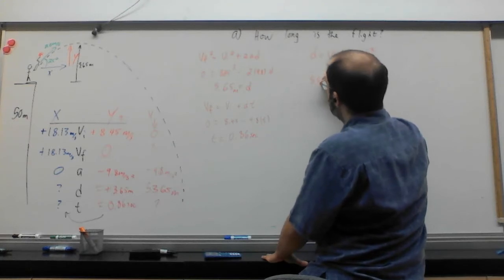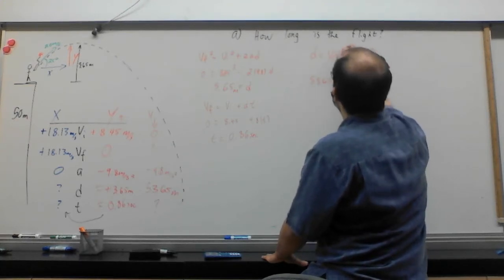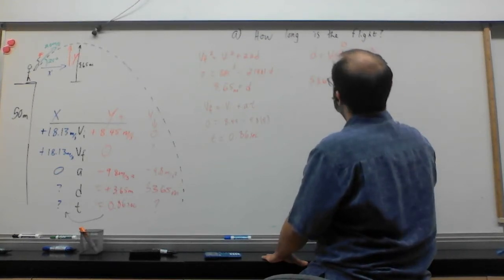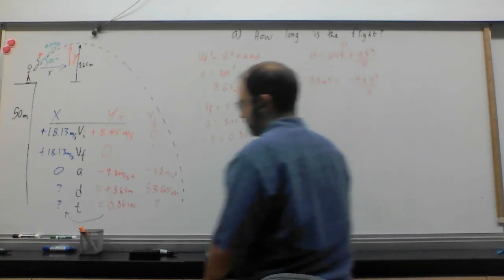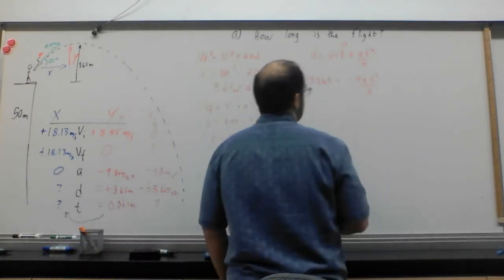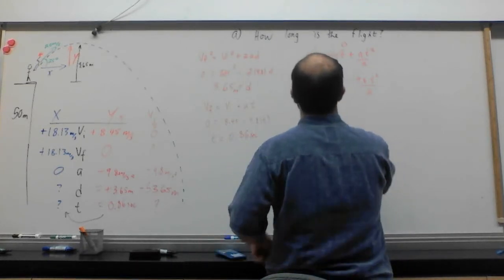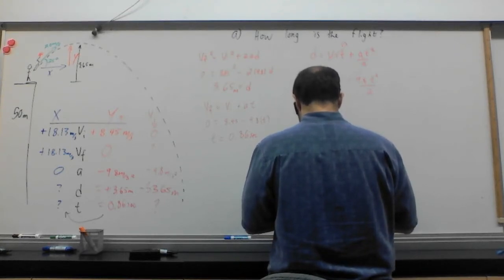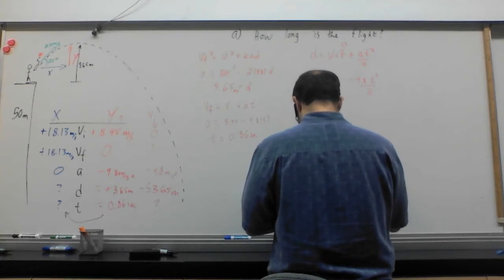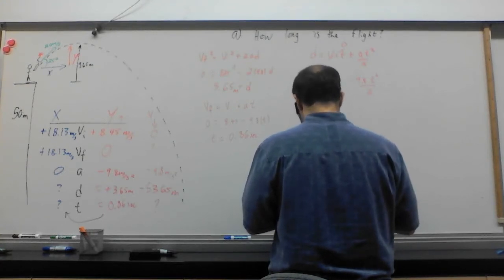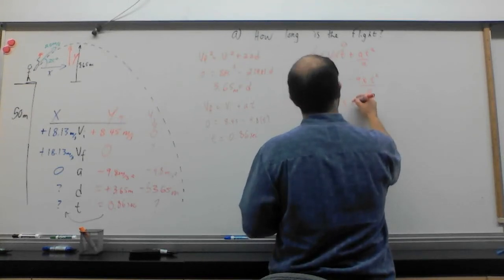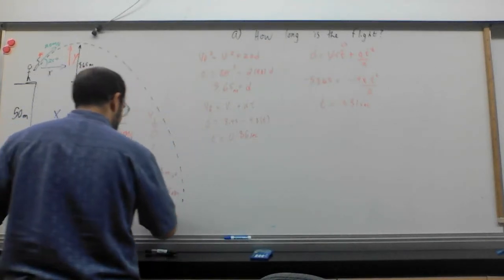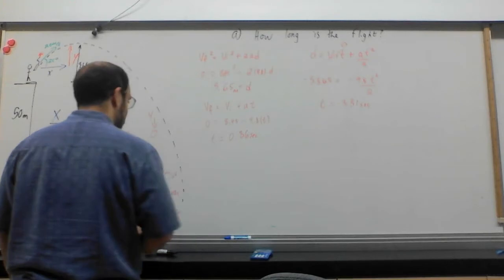The d is 53.65. The vi is 0, so that all goes to 0. That's very convenient. Minus 9.8 t squared over 2. This will be minus because we're falling. Of course, we're going down. So we're going to do a little bit of math here. We're going to get 53.65 times 2 divided by 9.8, and then we're going to square root all of that. And we're going to get the time here is 3.31 seconds.